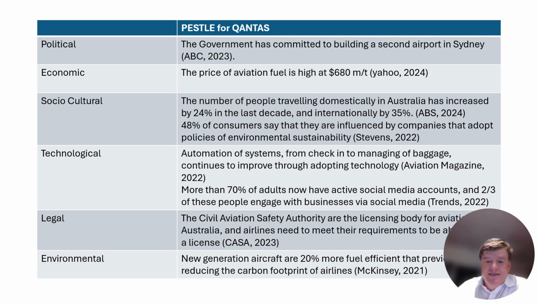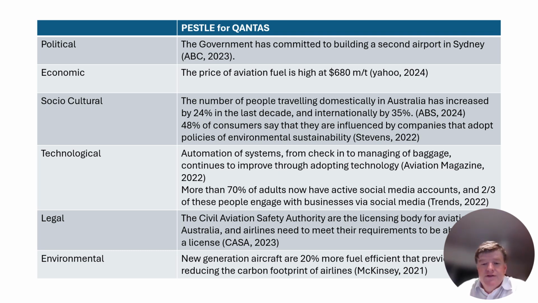Let's jump into this. Now, this is an example that I've put together of a PESTLE for Qantas. I think it's a nice way of showing what we can do. So the political factor I've chosen here is a second airport being built in Sydney. Now, the government is committed to it. It's a government initiative, so it's a political factor.